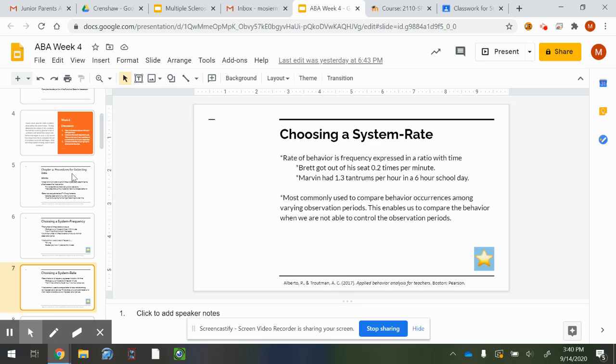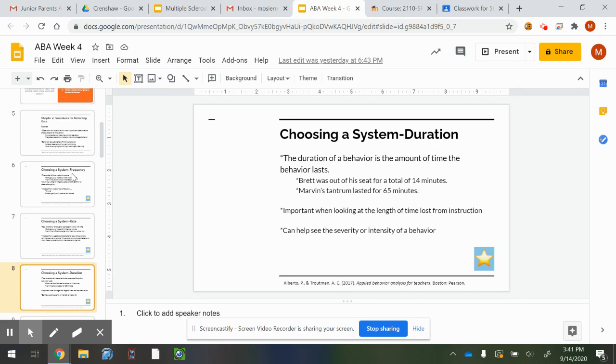So let's say that you're observing over the day and you're observing for a 30-minute time period, the first block that you observe the student, and then you're observing for an hour, and then the third spot is 45 minutes. When you don't have consistent intervals, then we can take that data and we can divide it by the time ratio and be able to get a rate out of that.